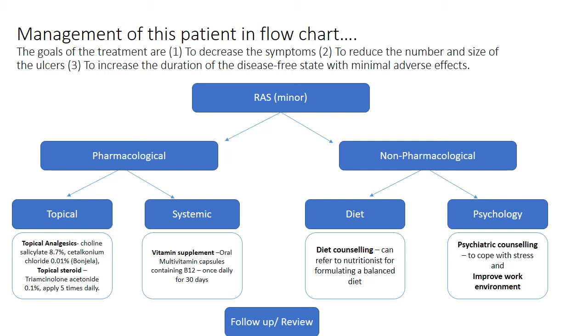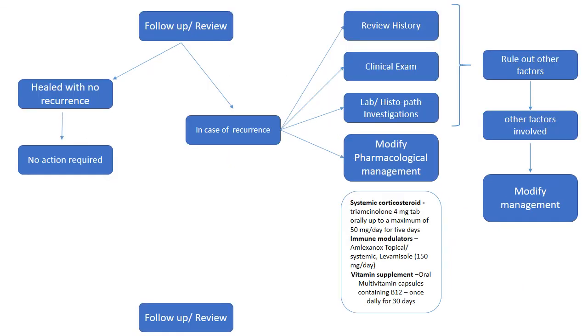Following this, what we do is a follow-up or a review. This patient needs to be followed up. Like I told you, we have diagnosed this patient with a minor aphthous ulcer. Usually they are self-limiting. They tend to heal in roughly 10 to 15 days. But it's good practice to get the patient back and follow through. Let us say, for example, the ulcers are persistent and show no signs of healing. Then we will have to moderate our treatment plan accordingly.